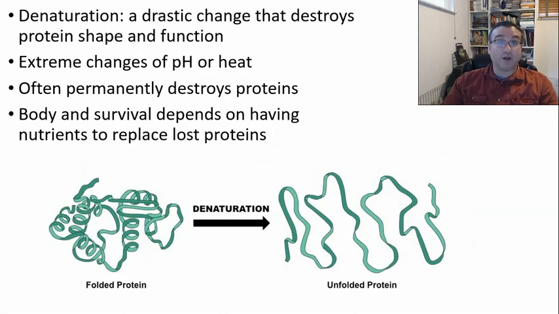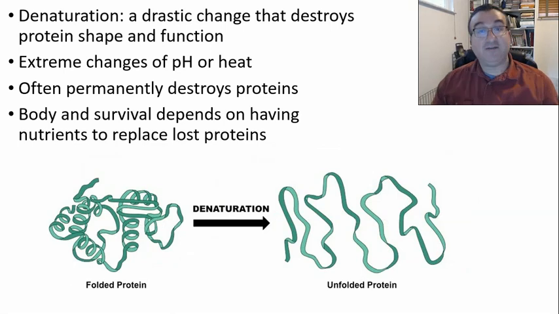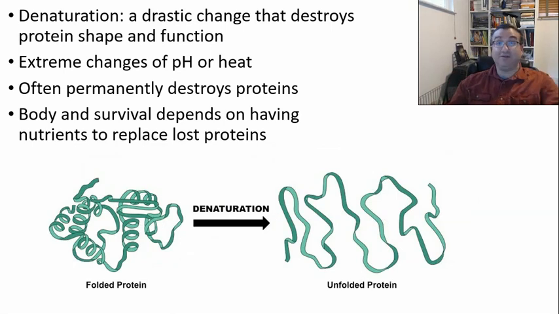Now, the opposite of the conformation or the putting together of the protein is denaturation, a drastic change that destroys the protein shape and the function. This could happen because of extreme changes of acidity or pH or heat. It often permanently destroys the proteins, and they are not recoverable, and our body and our survival depends on taking the time and having the nutrients available to replace those lost proteins. So that's part of staying alive when our body is exposed to conditions that stress it out.